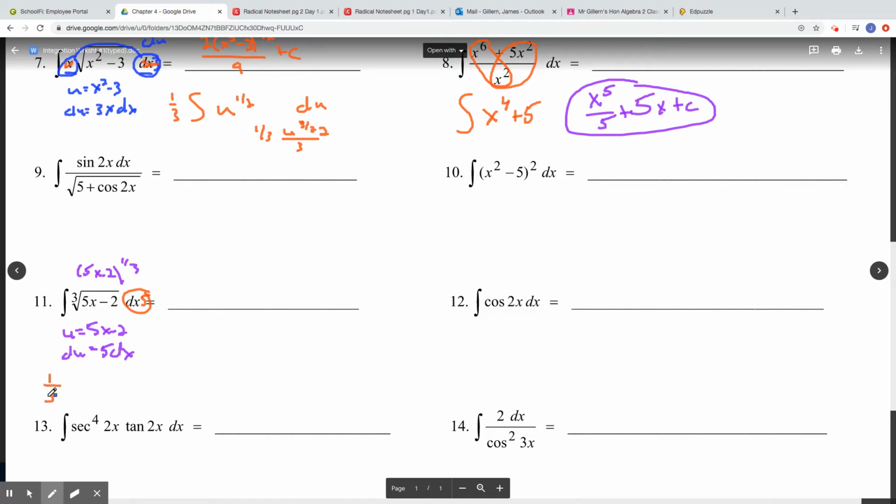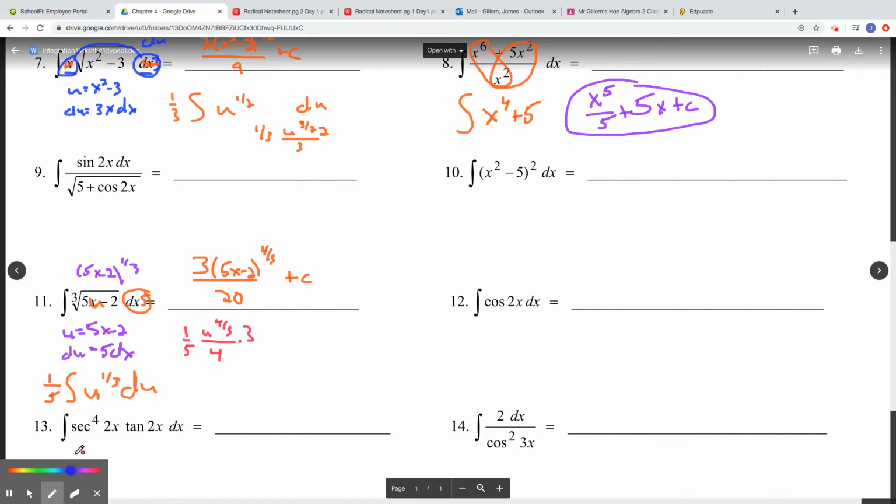I get 1/5. This is u. So it's u to the 1/3 du. So then when I integrate, 1/5 u to the 4/3. And then the 4 goes on the bottom, the 3 goes on top. And my final answer, I have a fraction. On top, I have a 3. And then my u is 5x minus 2 to the 4/3 over 20 plus c.